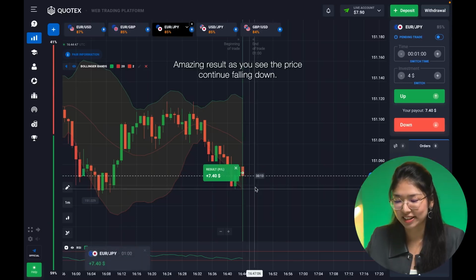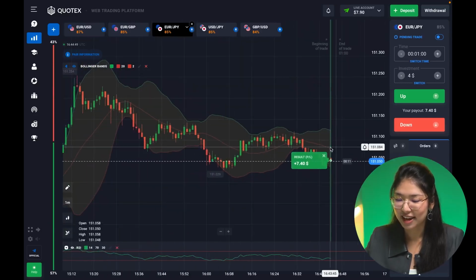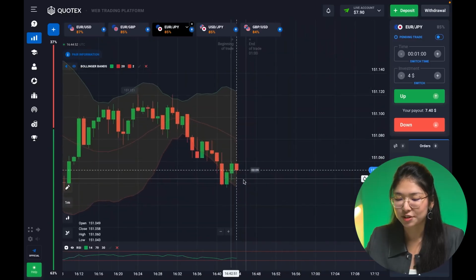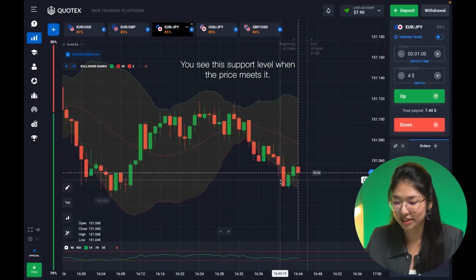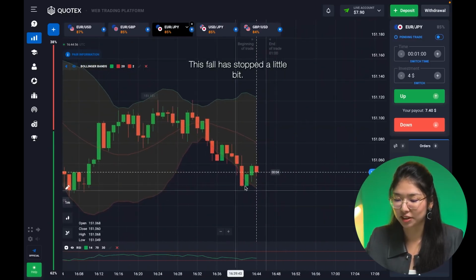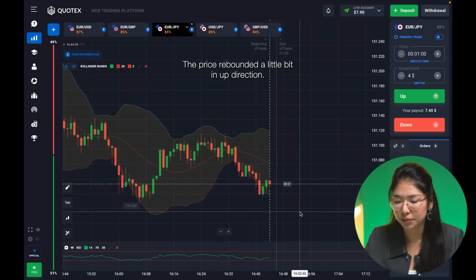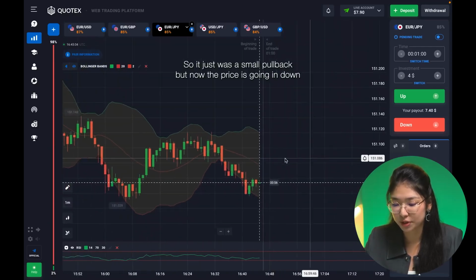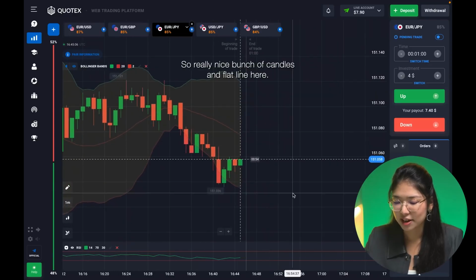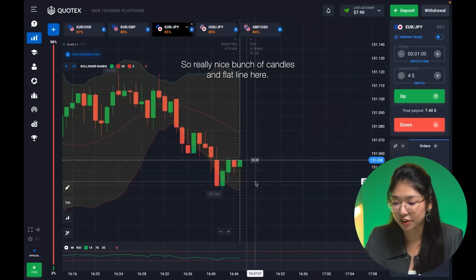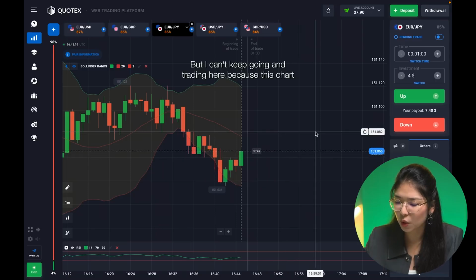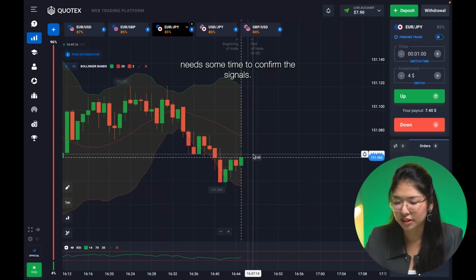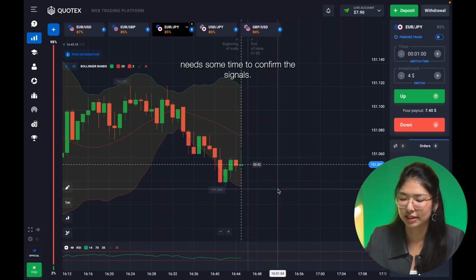So, amazing result. As you see, the price continued falling down, and the price has stopped at this level. You see the support level, when the price meets it, this fall has stopped a little bit. The price rebounded a little in an up direction, and it was just a small pullback, but now the price is going in a down direction again, and a really nice bunch of candles. And a flat line here, but I can't keep trading because this chart needs some time to confirm the signals, guys.